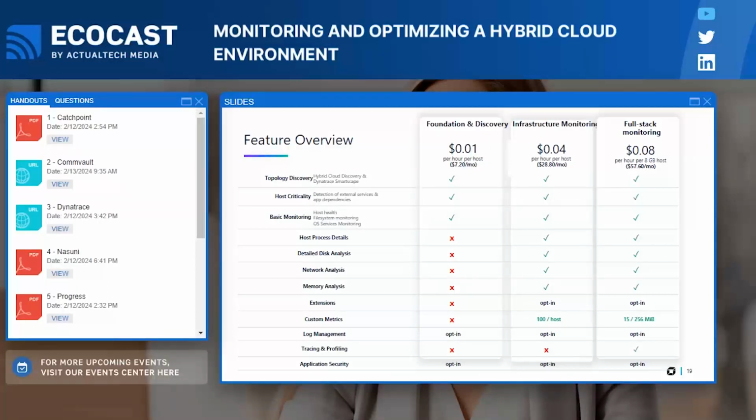So full stack, if that looks like all the check boxes there from everything that you're interested in, whether it's topology discovery all the way down through disk analysis, memory analysis, tracing and profiling, what have you, that is at the higher end of 8 cents per hour per 8 gigabyte host. And then infra is at the 4 cent mark. And we're so happy to now introduce Foundation and Discovery at 1 cent per hour per host. So you can see it is that topology. It goes into your information, context, and analysis, where you can see what's happening in your environment, really know what's happening with your host criticality, but also give you that basic monitoring, host health, file system monitoring, OS services monitoring, for example, at a more cost-effective price.